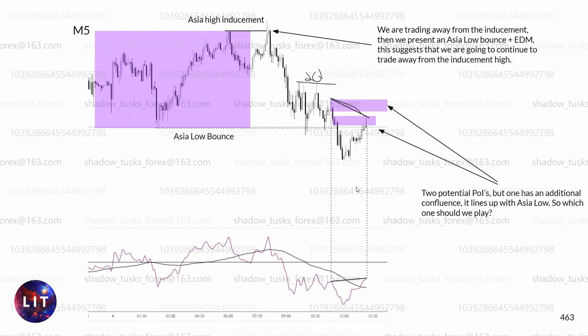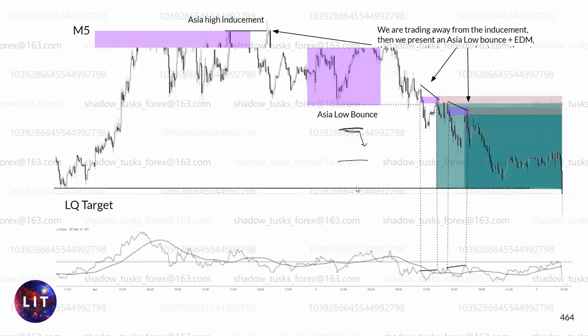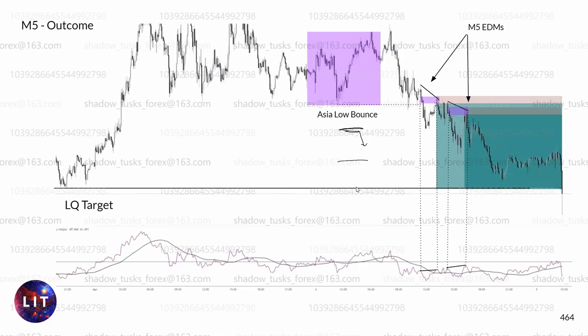Well, this one lies on Asia low. So this one has that additional confluence, and in this case, this would be the one that you would want to pick. Also notice how on the M1, this will be equal highs. We played away from that, showed the liquidity, and now we obviously come in and you can see we've got our Asia low bounce, and then followed, we also have more EDMs that we can trade, of course.